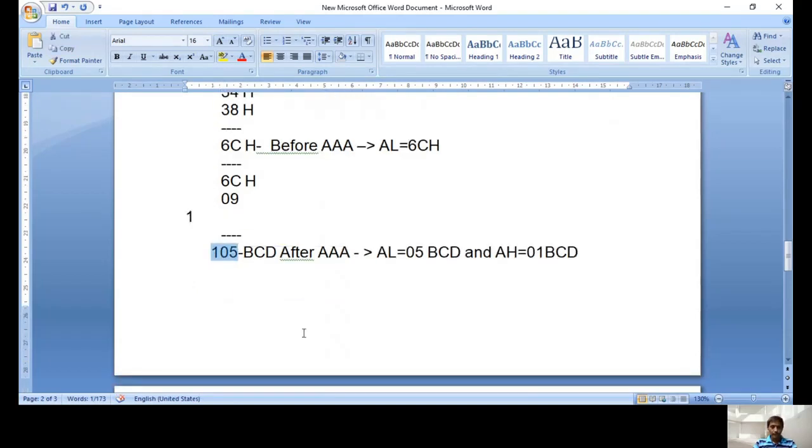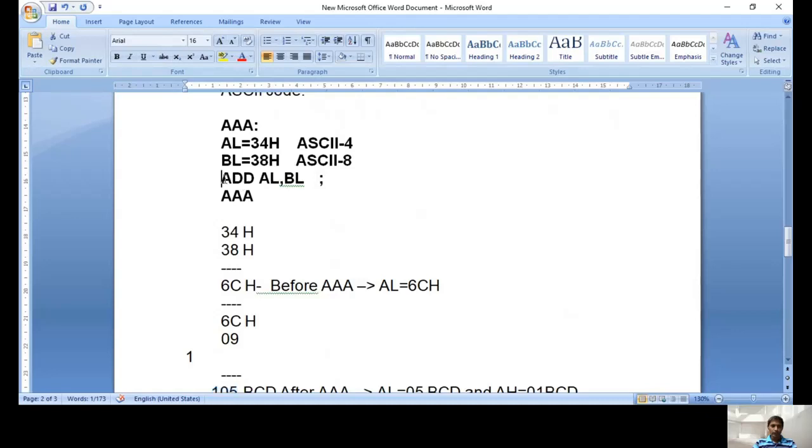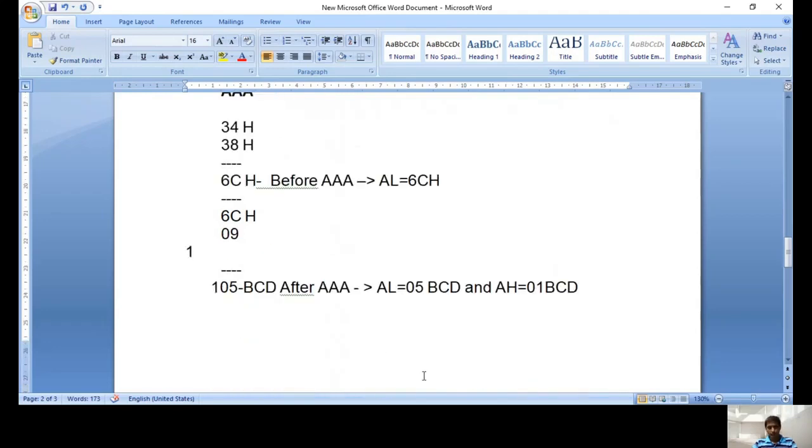If it is the AAS instruction, instead of addition, here we are performing subtraction. Instead of adding 09, here we are subtracting 09 from 6CH, if you consider the same example. Okay, this is about the arithmetic instructions of 8086.